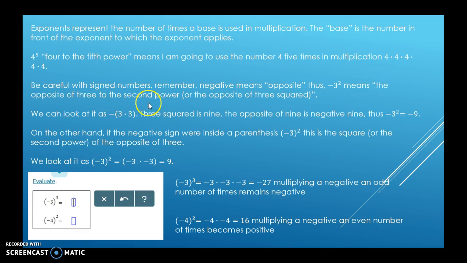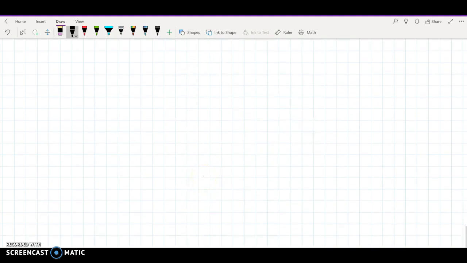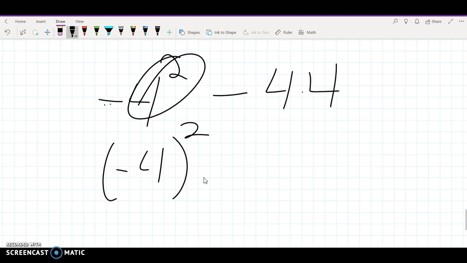Now you have to be careful when you have an exponent with a signed number, because -4 squared and (-4) squared have 2 different meanings. Remember, -4 means the opposite of 4. So this is saying I want to take the opposite of whatever 4 squared is. So I want the opposite of 4 times 4, which gives me -16.